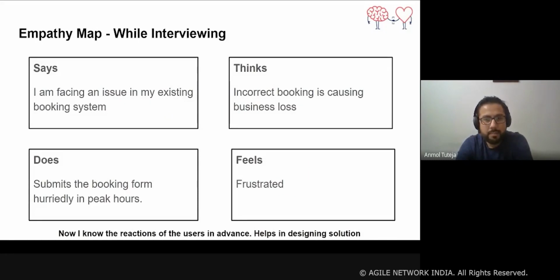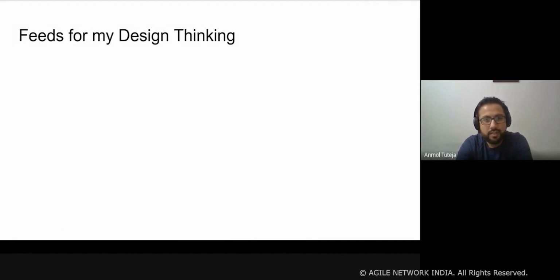So just from that example, the user is saying, I'm facing an issue with my existing booking system. He's thinking incorrect booking is causing business loss. He's doing something: he submits the booking form hurriedly in peak hours, and he's feeling frustrated. So now I know the reaction of the user in advance, and that helps in designing solutions. So how did this map help in designing solutions?